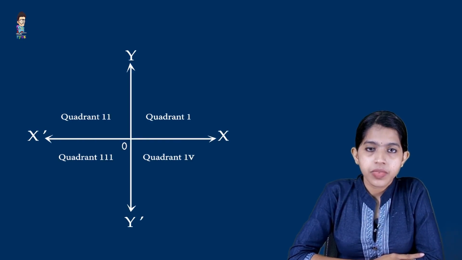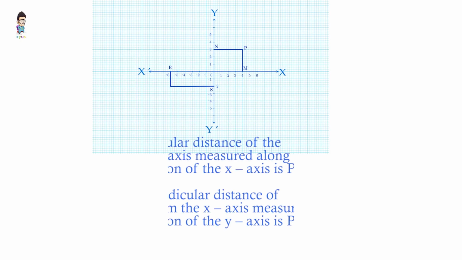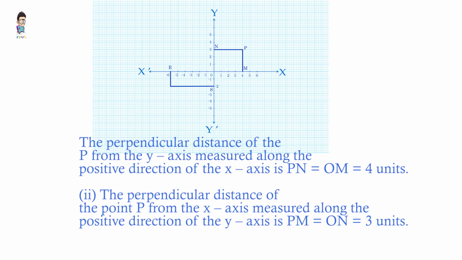Now, these lines divide the plane into 4 parts. These parts are called quadrants. This system is called the coordinate system. Consider the following diagram, where 2 points are marked on the graph paper. We draw the perpendicular PM on the x-axis and PN on the y-axis. Similarly, we draw perpendiculars QR and QS as shown in the figure.